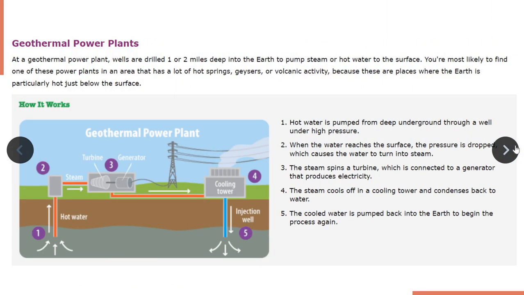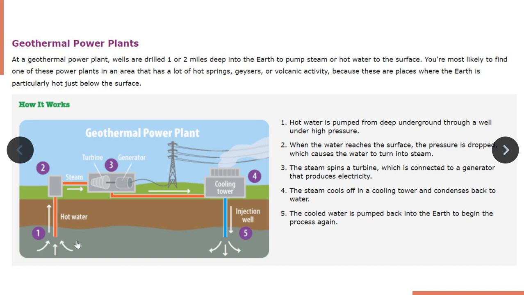Geothermal power plants. At a geothermal power plant, wells are drilled 1 or 2 miles deep into the earth to pump steam or hot water to the surface. You're most likely to find one of these power plants in an area that has a lot of hot springs, geysers, or volcanic activity because these are places where the earth is particularly hot just below the surface.